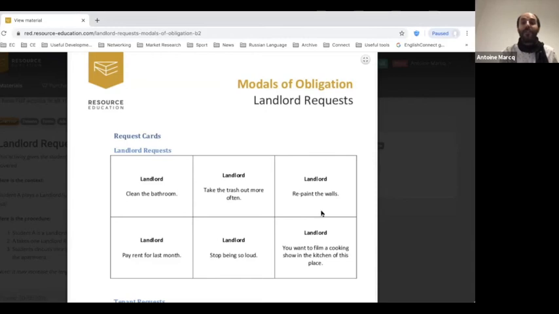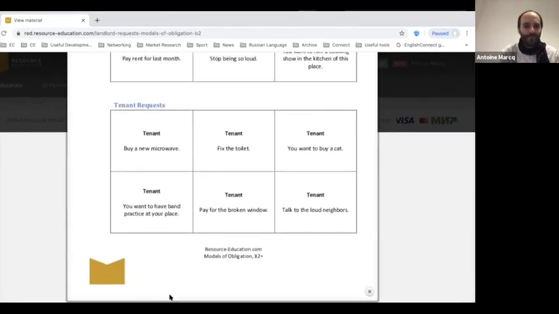So you see, these requests are really different. Let's say they're very differently themed. There's something about cleaning, some about money, some about behavior, and actually a request to come and film something else. Tenant requests: buy a new microwave, fix the toilet, you want to buy a cat, talk to the loud neighbors, pay for the broken window. You want to have band practice at your place. Same thing, very differently themed, these requests.